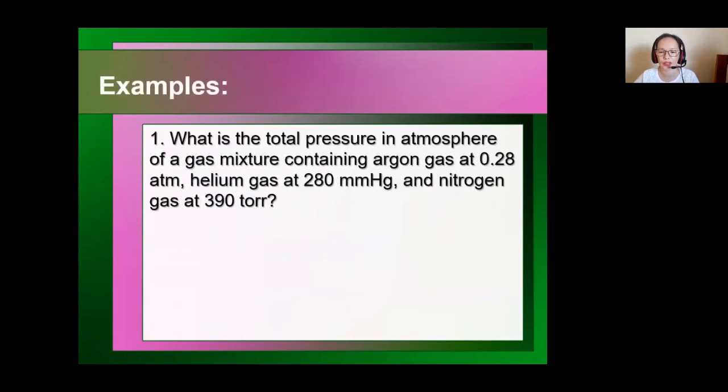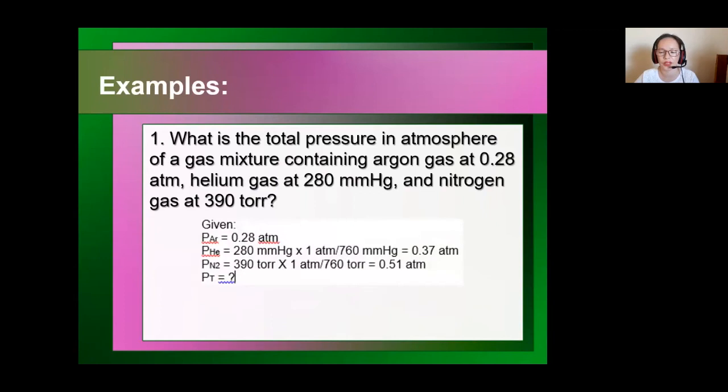Okay? So say for example, what is the total pressure in atmosphere? Take note of that. Of a gas mixture containing argon at 0.28 atmosphere, helium gas at 280 millimeter mercury, and nitrogen gas at 390 torr. So take note, before getting the total pressure, see to it that all the units are in atmosphere. So you have to convert 280 millimeter mercury to atmosphere and 390 torr to atmosphere. And that is 0.37 atmosphere for helium, and for nitrogen, 0.51 atmosphere.